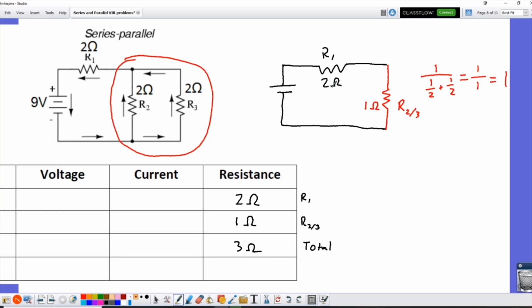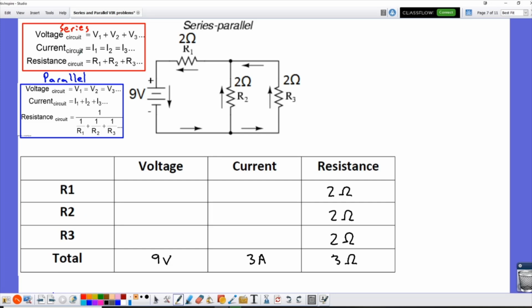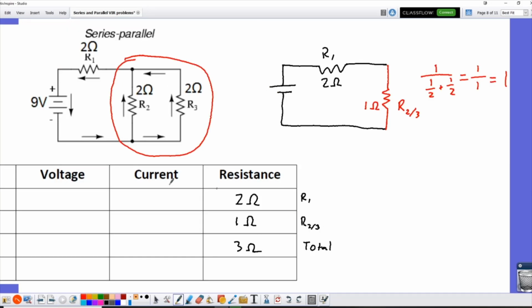So this was a series, so we're going to use a series rule for current, and current is going to be the same. Okay, so we found the voltage was 9 volts, and the total current was 3 amps. So current is the same everywhere. Okay, and now we just use Ohm's law to find the voltages for this particular circuit. 2 times 3 gives us 6 volts, and then 1 times 3 gave us 3 volts.